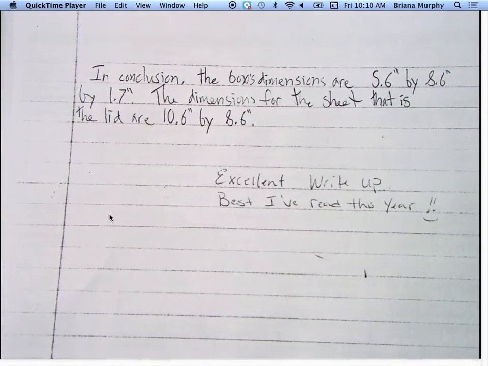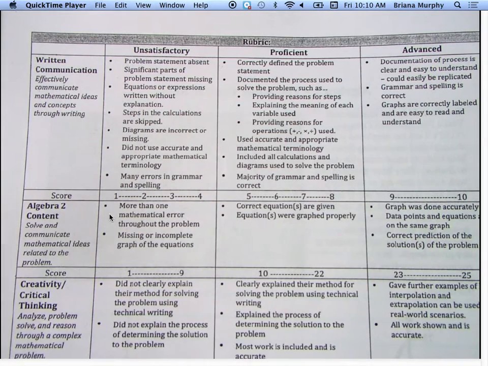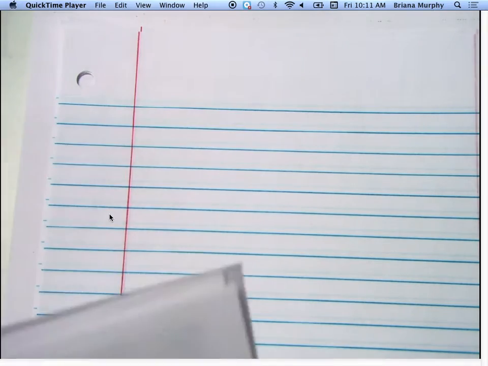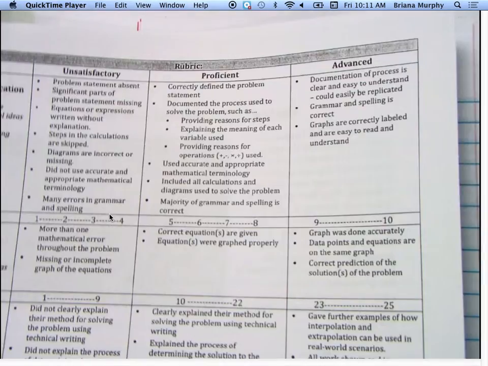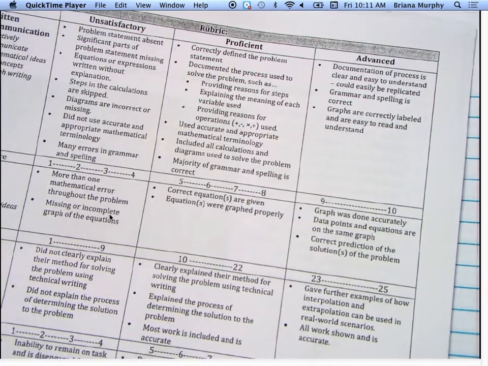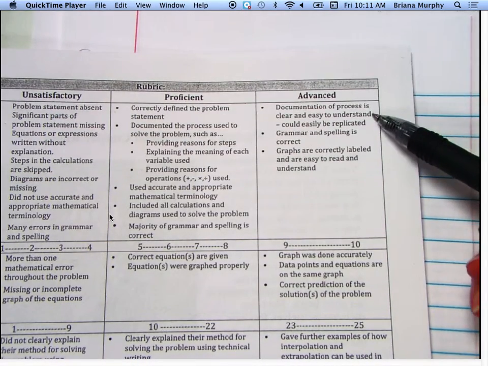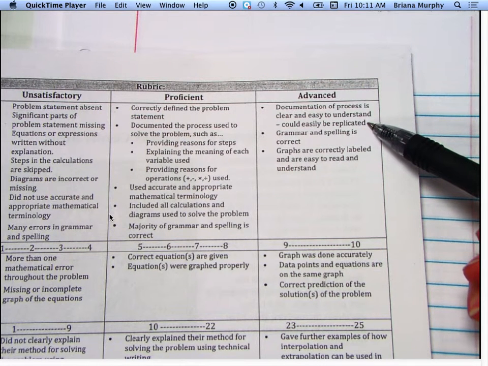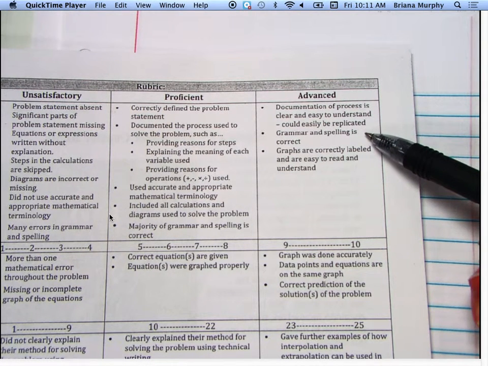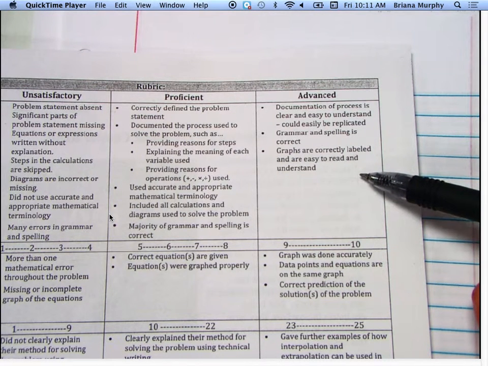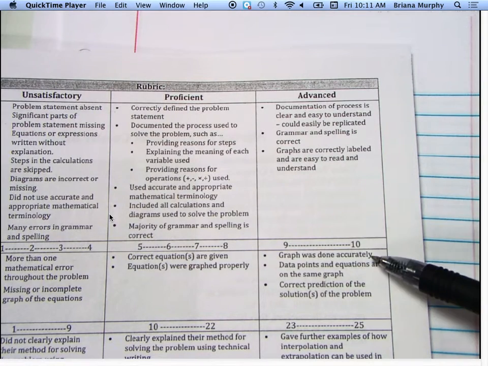All right, so let's look at your write-up rubric that is due today, but you could always decide to get a few points off for turning it in slightly late so that you end up with a better score. Documentation of the process is clear and easy to understand, could be easily replicated. Grammar and spelling are correct. The graphs are correct and labeled and are easy to read and understand. Okay. Graph was done accurately.